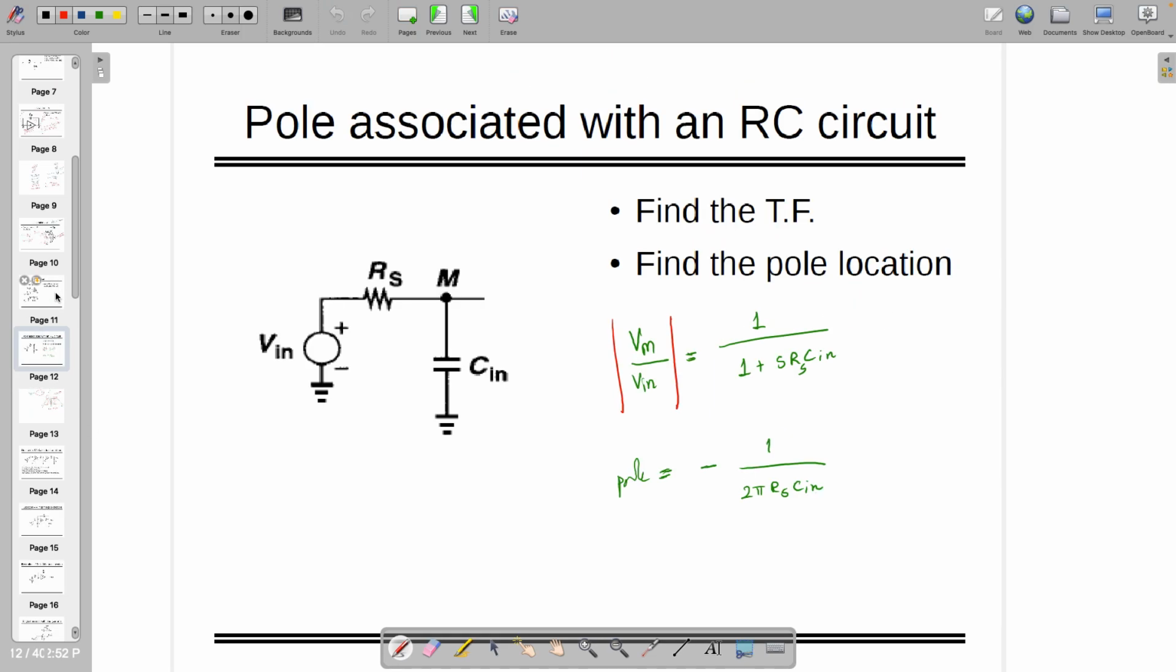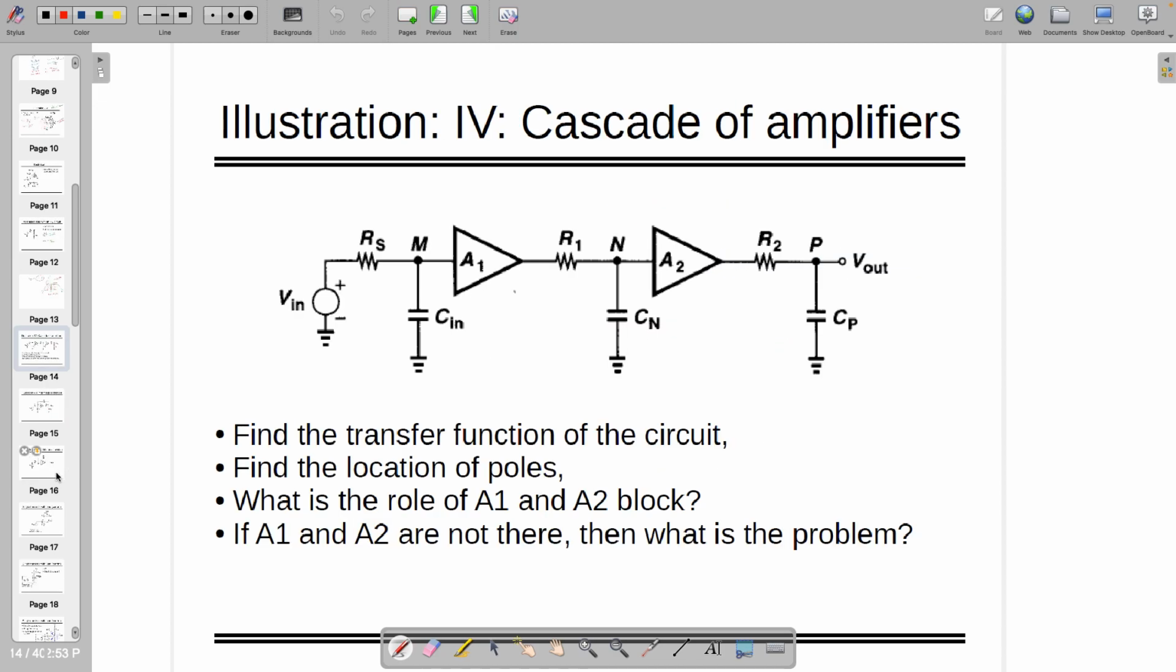Okay, no problem, right? This one is very simple. Transfer function we found. Pole location also we found. Okay, let's go this way. You have to answer 4 things. Find the transfer function of the circuit, very quickly. Tell me the transfer function, overall V out by V in.